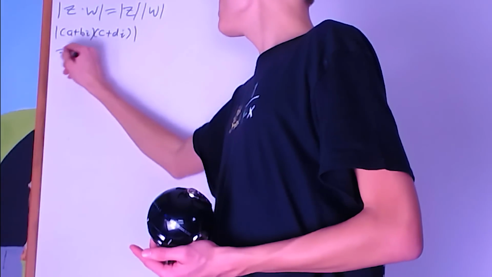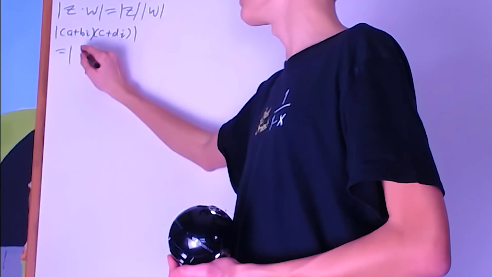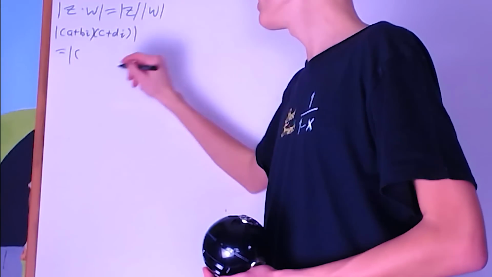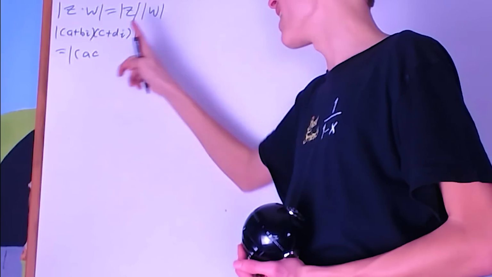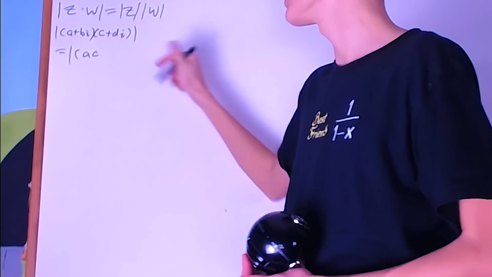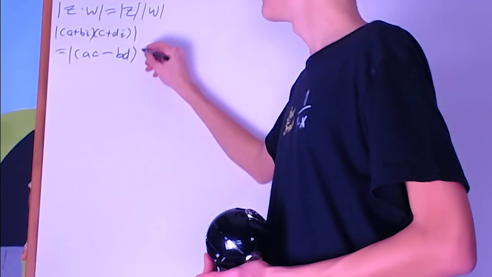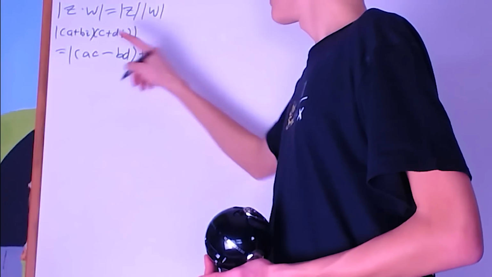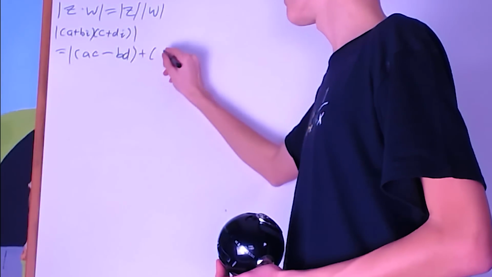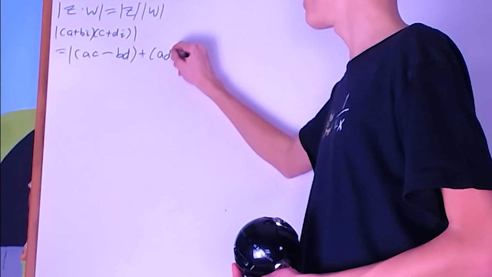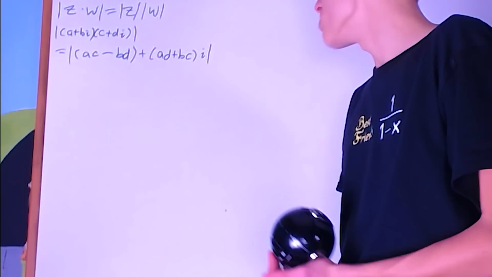Alright, this is going to be equal to just simple complex number multiplication. The two real components are going to be ac, and bi times di. The two i's become a -1, so it becomes ac minus bd. And then plus, it's going to be a times di, bi times c. So those are both imaginary components. So (ad plus bc)i, magnitude.